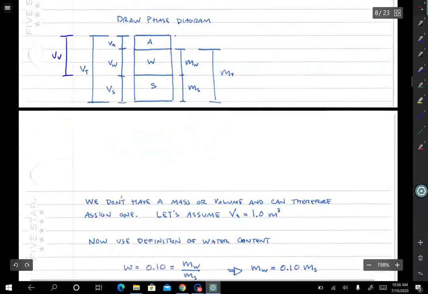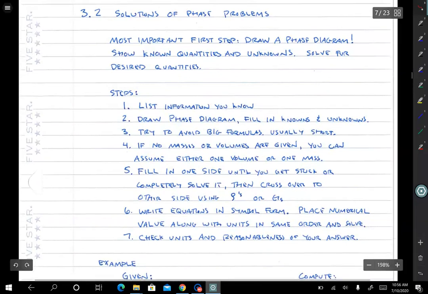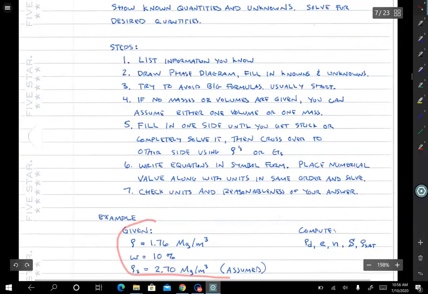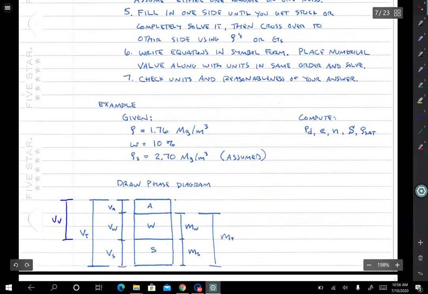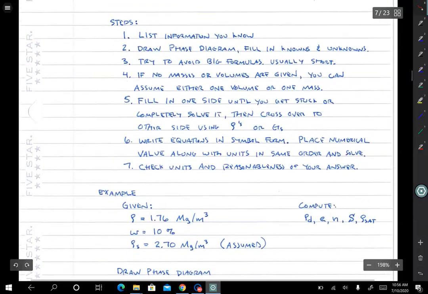Okay, now let's go through our steps here. We've done number 1, right? We've listed the givens, so we know what we know. And we've drawn the phase diagrams. And we've filled in the knowns and unknowns. We actually don't know any of these volumes or masses to start out with. So we're done with steps 1 and 2. Okay, then we'll move on to step 4 right here. If no masses or volumes are given, you can assume either one volume or one mass, right?